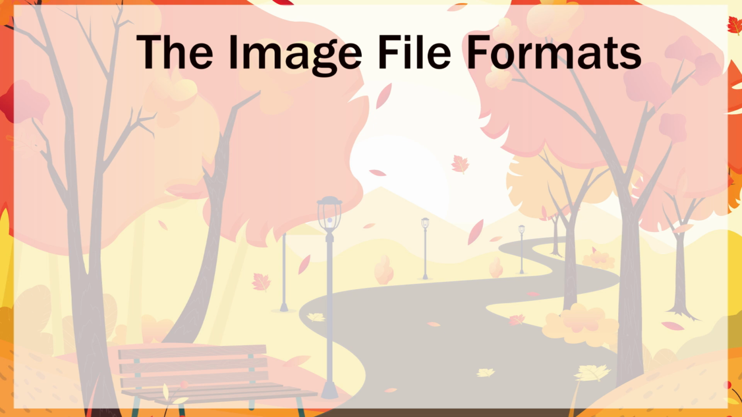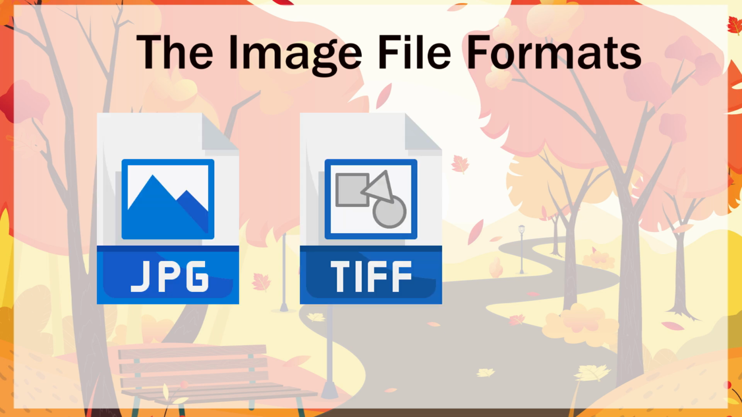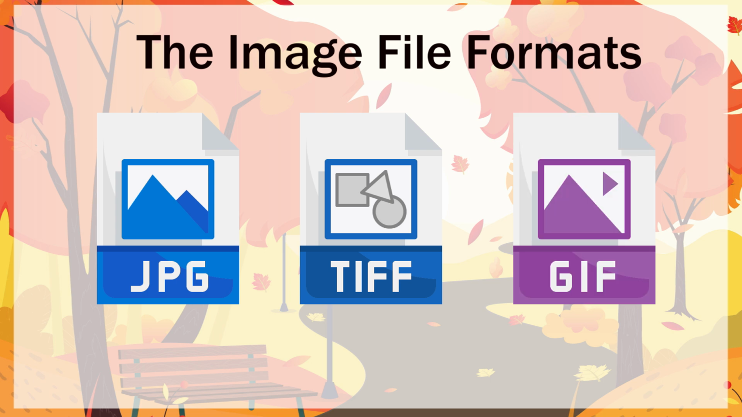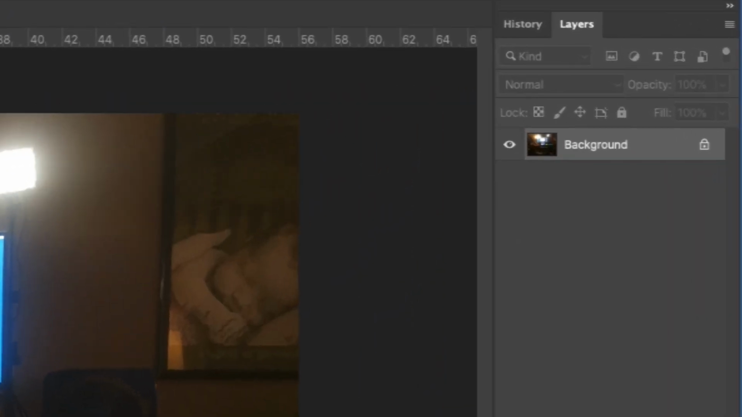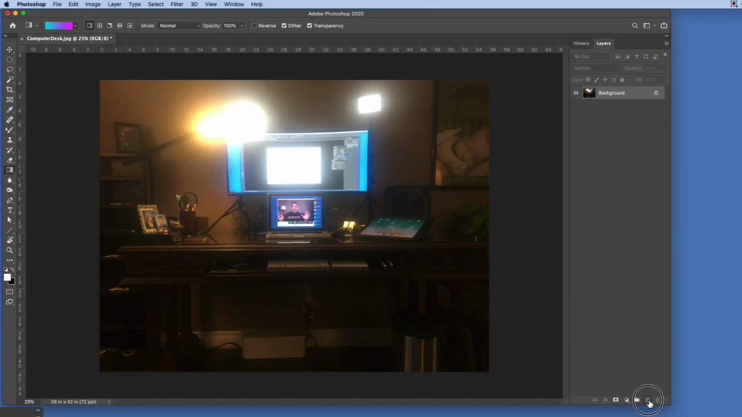Single layer images include the following: JPEGs, TIFFs, and GIFs, or GIFs, whatever you want to call it. JPEGs can hold millions of colors, but when saved will result in a single layered image. You can see with our computer desk image that on the layers panel there's just one single layer. What does that mean? Well, you'd really have to be skilled in Photoshop to edit.